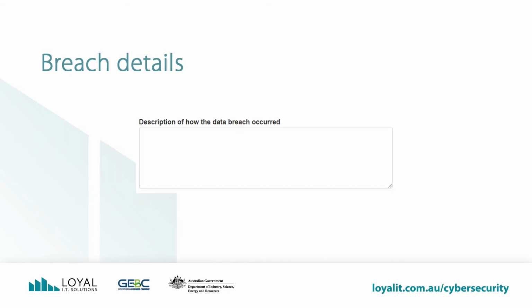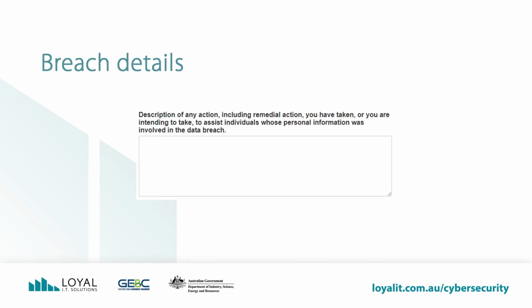Scroll down. Enter as much information about how the breach occurred in this box. Be as detailed as possible. Scroll down. Type in this box what you have done or are intending to do to assist individuals whose information was stolen in the breach.